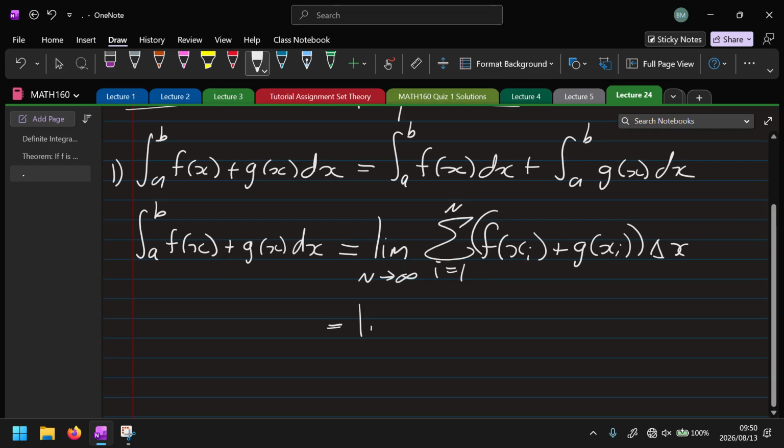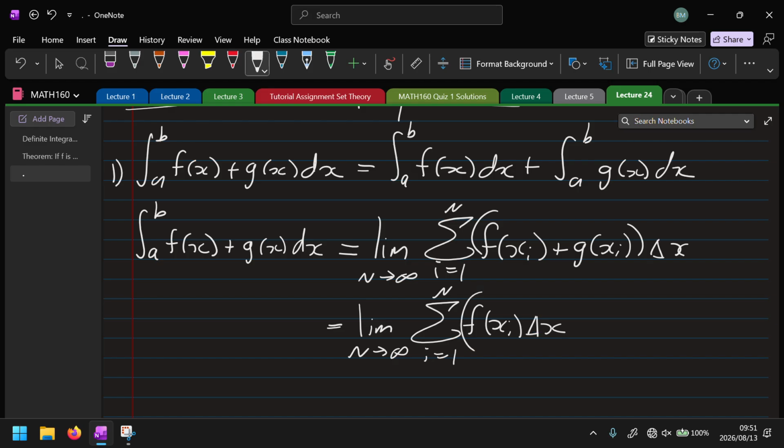So this is going to be equal to the limit as n goes to infinity of the sum from i equals 1 to n of (f of xi delta x. I'm going to keep the brackets there. We're not going to do too much in one step.) Plus g of xi delta x. And recall, this was the first step we did when we did the calculation. I said we have something with i squared, and then 1 over n. And I told you, distribute the 1 over n. That's exactly what we're doing now.